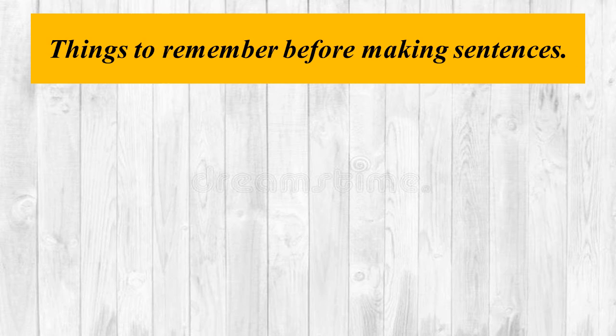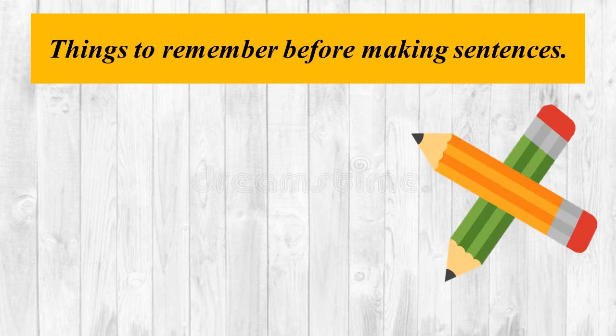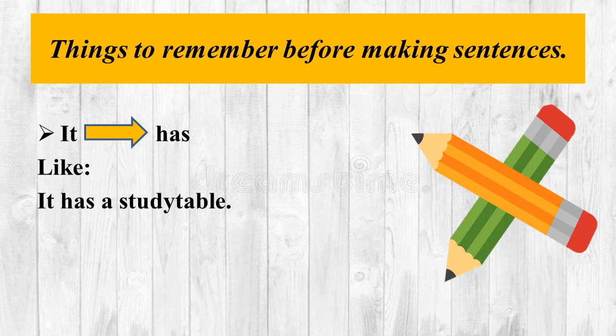Few more things to remember before making sentences or the paragraph. We always use has with it. Has means रखता है. It has, like it has a study table. ये एक study table रखता है या मेरे रूम में एक study table है. And another thing very important, remember after the full stop, the next sentence will start with capital letter and end it with the full stop. Remember, when you are writing the paragraph or making sentences.